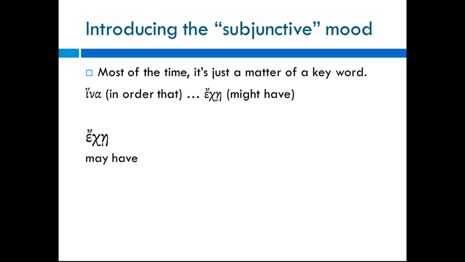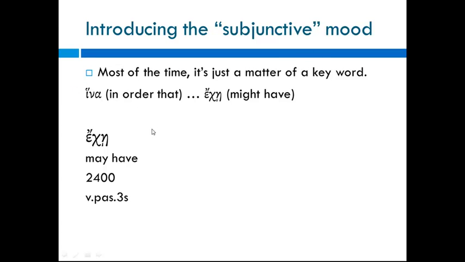This is subjunctive. See that? It is verb, present, active, subjunctive, third person singular. The reason why it's subjunctive is because this conjunction demands that the verb that goes with it be subjunctive, at least in New Testament Greek. And so the subjunctive is simply following the rules of this particular conjunction.